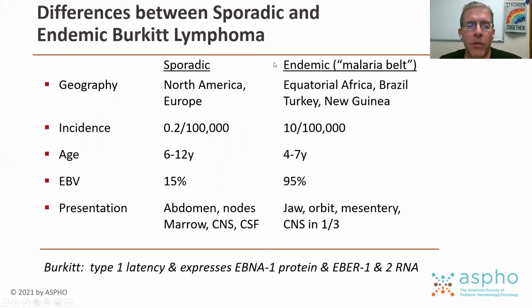Sporadic on the left, endemic on the right. Sporadic is North America, Europe. It has an incidence of only 2 per 100,000. Its patients are slightly older, and there's less of an association with EBV.